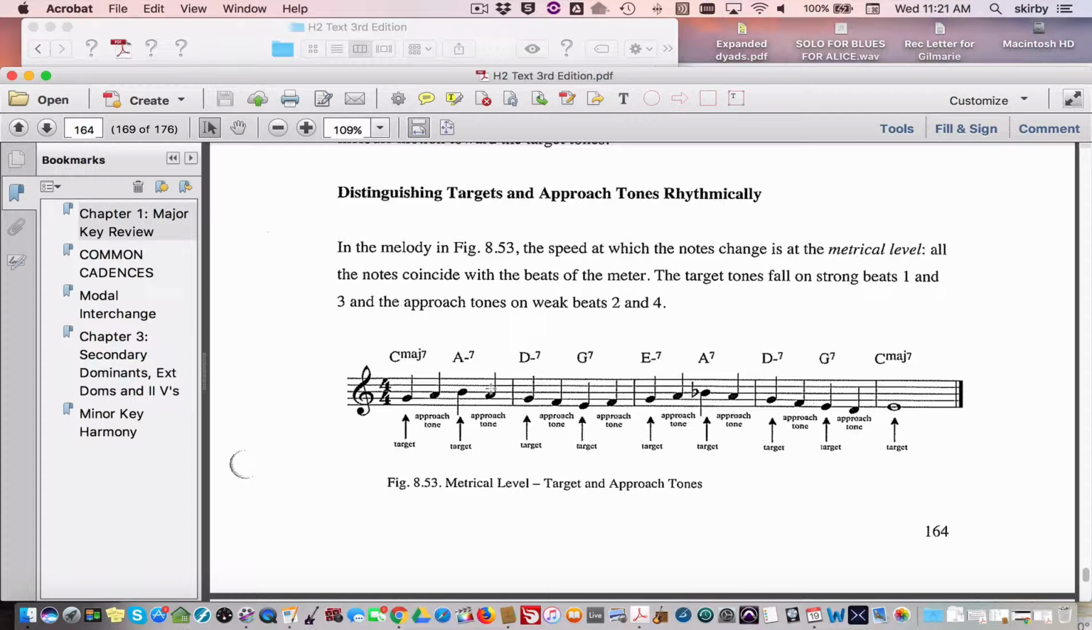So in this passage, we have a little melody that goes like this. And because of the way the notes are organized at the metrical level, everything heard on 1 and 3 is considered a target note. And so we analyze them against the chord of the moment. That's the 5th of that chord. That's the 9th on that chord. And you'll notice that all of the target notes are available in the harmony.